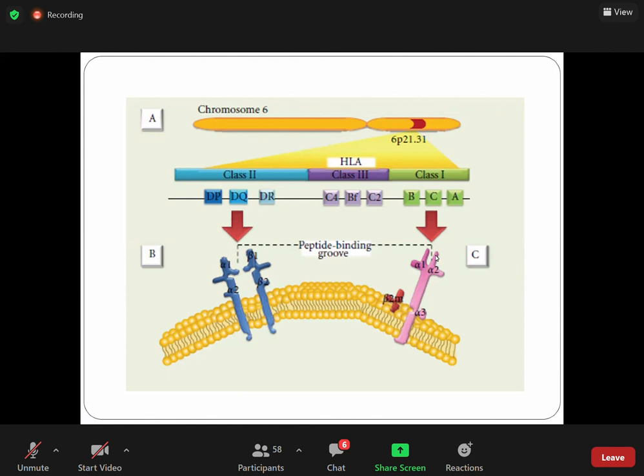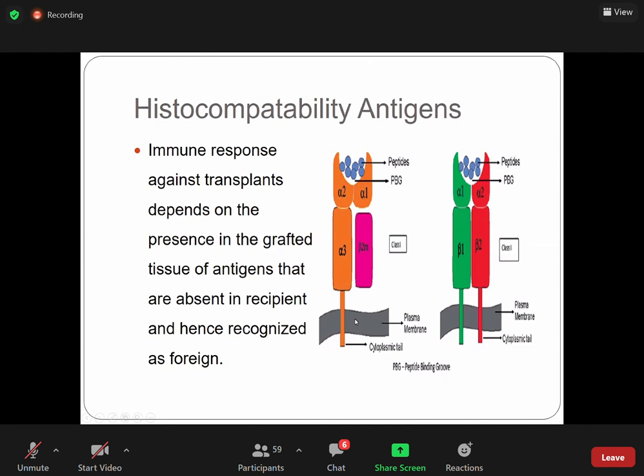And class 3? Class 3 encodes complement components, such as factor B. But in this lecture we are dealing with class 1 and class 2 genes. We need to match these genes to avoid transplant rejection. This is another picture of the structure of the HLA gene. These are class 1, with alpha 1, alpha 2, alpha 3, and beta 2 microglobulin, and these are the binding grooves. This is class 2, having alpha 1, alpha 2, beta 1, and beta 2. These activate the immune response against the alloantigens, both major and minor histocompatibility antigens.